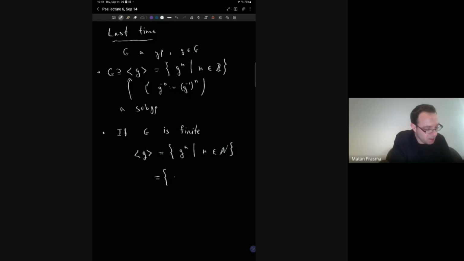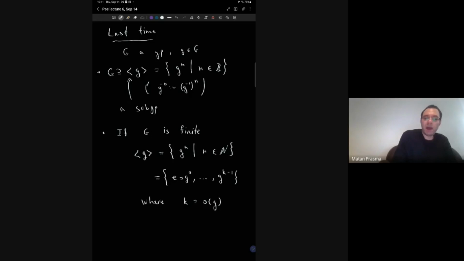So it's going to be e, which is g to the 0, up to g to the k minus 1, let's say, where k is what is called the order of the element g. It's the minimal natural number such that g to the power of this number is again the unit element.